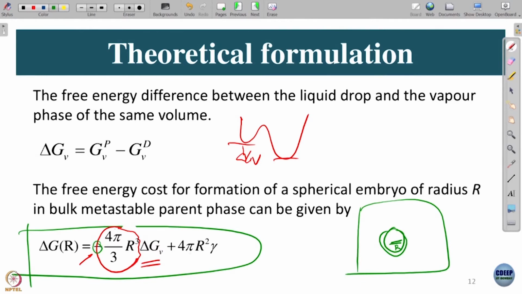So, how much is the surface? We know surface is 4 pi r square, and gamma is the energy per unit area. So, this is the total amount. In order to create a fluctuation of size r, this is the energy that I have to pay. This is the total energy cost, energy gain and energy loss.